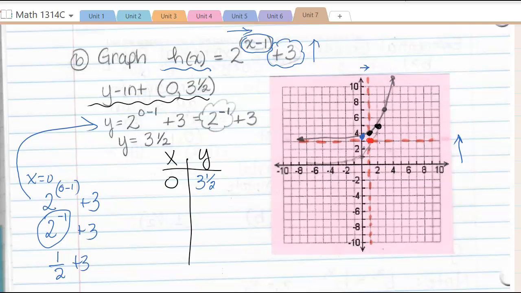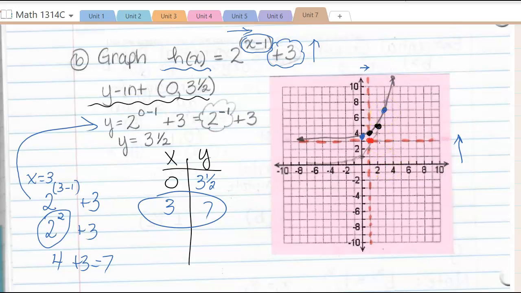We can graph other points. We know what happens when x is equal to 1. We get 4. We know what happens when x is equal to 2. We got 5. So let's see what happens when x is equal to 3. I'm plugging in 3 for x, so I'm going to get 2 to the 3 minus 1. That's going to be 2 squared, plus 3, that's 4 plus 3, which is equal to 7. So I claim there's another point at 3, 7, and that's where we have this point here.